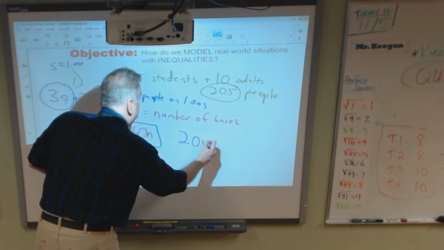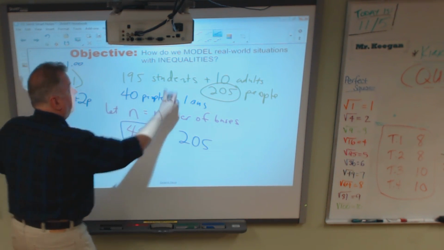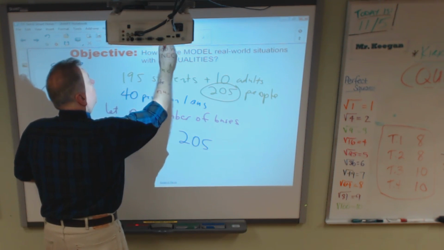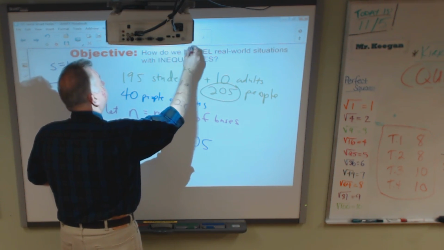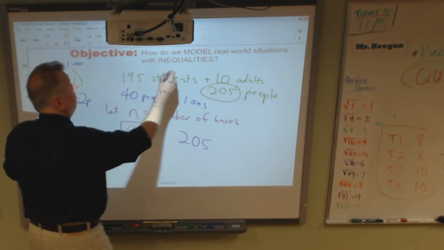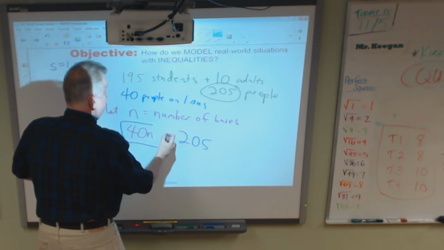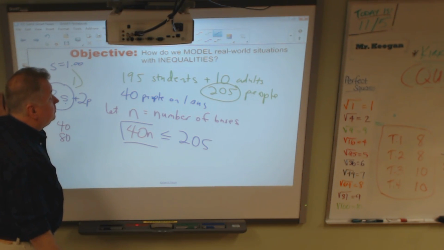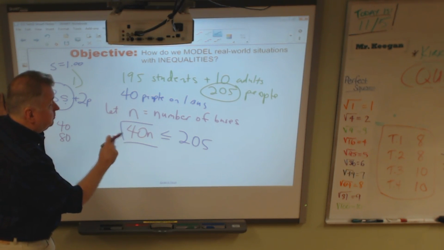205. So what inequality symbol am I missing here? Less than or equal to. It has to be less than or equal to, yes. It can't be more than 205 people on the bus. You're right. So it's less than or equal to.